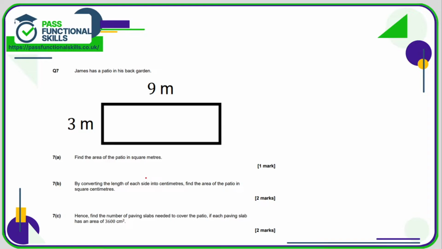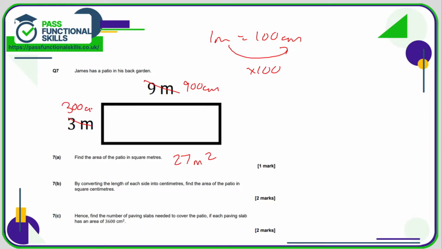Question number 7, we want to find the area of the patio in square meters. Well, the area is the length times the width, so 9 multiplied by 3, so that's 27 meters squared. First of all, for B, we need to convert each side into centimeters. So remember that 1 meter is 100 centimeters. So meters to centimeters, we are multiplying by 100. So that's going to be 900 centimeters by 300 centimeters.